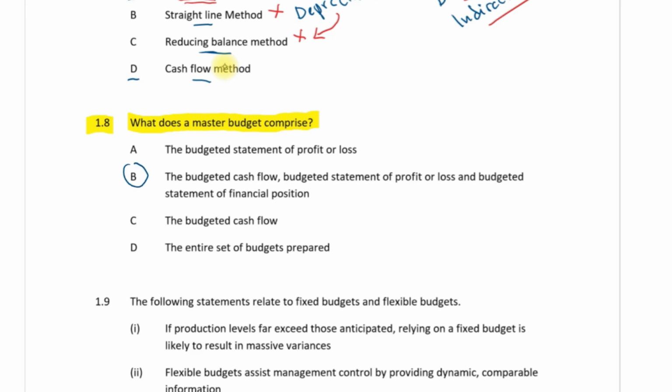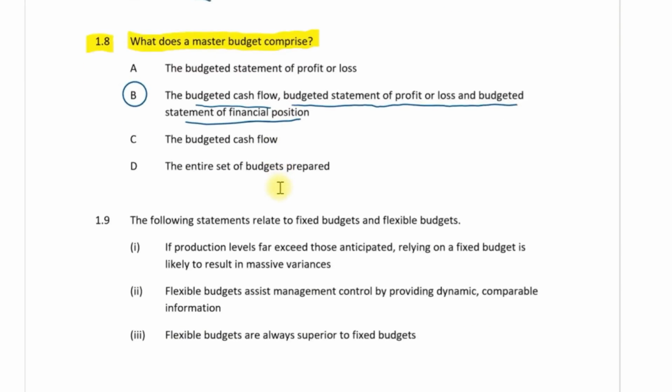the answer is B. What does B say? B is saying that the master budget comprises of budgeted cash flow, budgeted statement of profit or loss, and budgeted statement of financial position. The master contains everything. That is what a master budget is. And this is the answer, B.